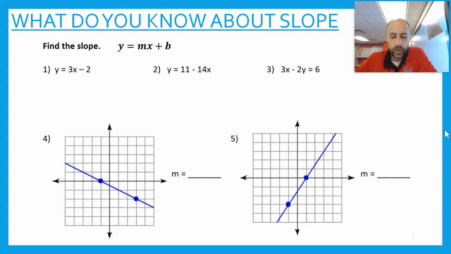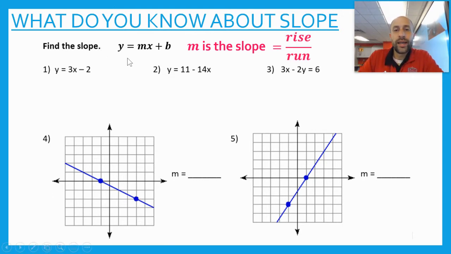So find the slope. Here we are given an equation, y equals mx plus b. Some of you might know which part of this represents slope. Some of you might not. If you don't know, it's the m in the equation. The value connected to the x is your slope. And sometimes we think of slope as rise over run. So the up and down over the left and right.